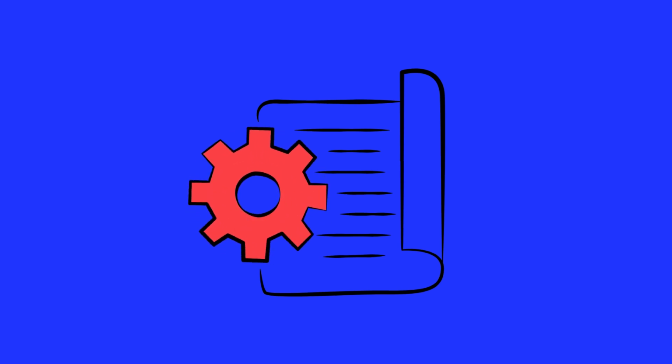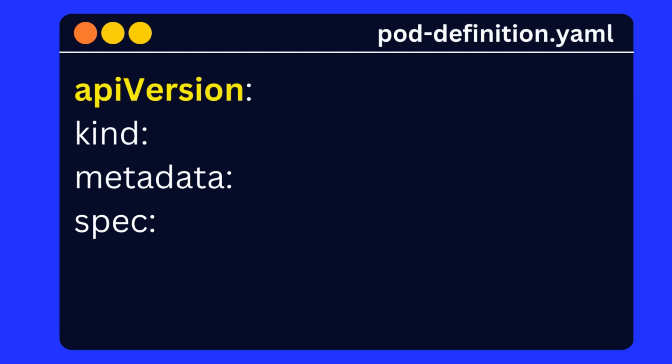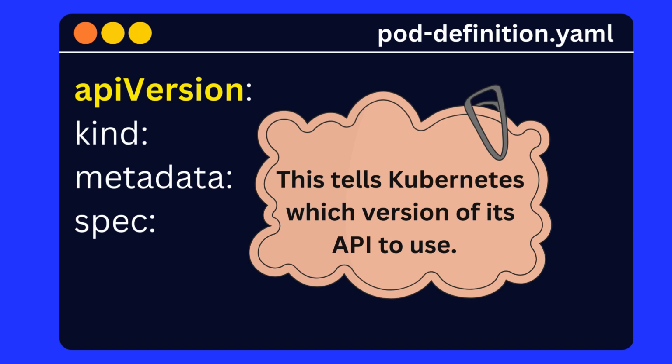Let's break down a simple Kubernetes YAML file. This is what a basic definition looks like in YAML. Every Kubernetes resource follows the same structure, which contains API version, kind, metadata, and specifications. Here is API version, which tells Kubernetes which version of its API to use. We will discuss more about this in another video, but consider its values like v1, apps/v1, or beta or something of that sort.